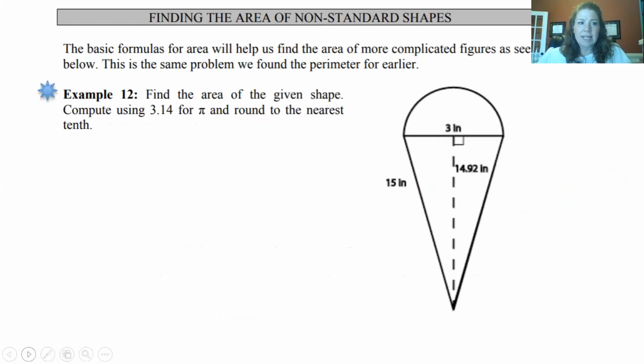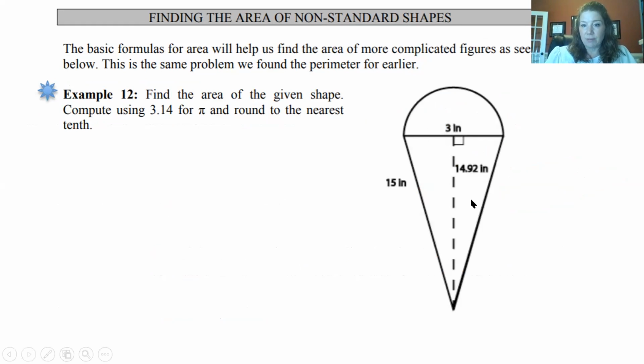Next page. It says the basic formulas for area will help us find the area of more complicated figures such as, oh, it's got to show us an ice cream cone again, doesn't it? As seen below, this is the same problem we found the perimeter for earlier. Find the area for the given shape, compute using 3.14 for pi, and round to the nearest tenths.